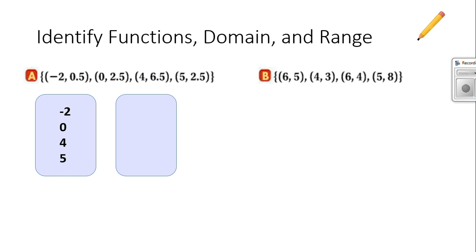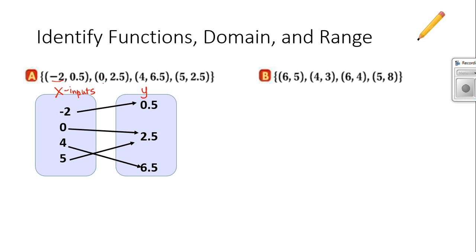So I'm going to put my inputs in the first. These are my X values, or my inputs. So that's -2, 0, 4, and 5. And then I'm going to put my Y's, which are my outputs, in the second one. And that's 0.5, 2.5, 6.5, and 2.5. And then I'm going to draw arrows. So -2 goes to 0.5, 0 goes to 2.5, 4 goes to 6.5, and 5 goes to 2.5.